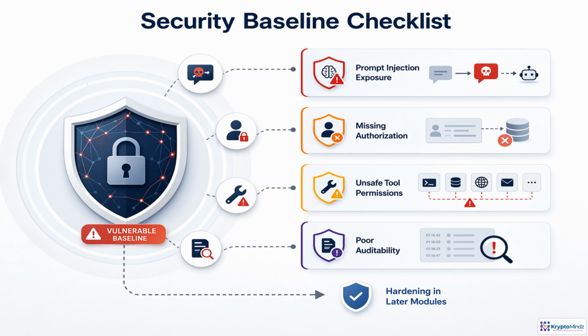Before hardening anything, capture the baseline in a way you can test later. Record where prompt injection can influence the agent, where authorization is missing or inconsistent, which tools are too broadly permitted, and what evidence is unavailable when something goes wrong. For each item, note the current status, the risk, and the module that will address it. This turns a vulnerable demo into a measurable security plan. As the system improves, you should be able to prove exactly what changed and why.